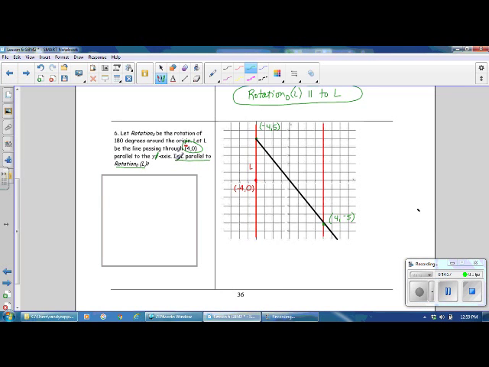Is L parallel to the rotation of L? So we look at those two red lines, and we see they do not intersect and they never will intersect. They are parallel. Let's write our statement. The rotation around the origin of L is parallel to L.